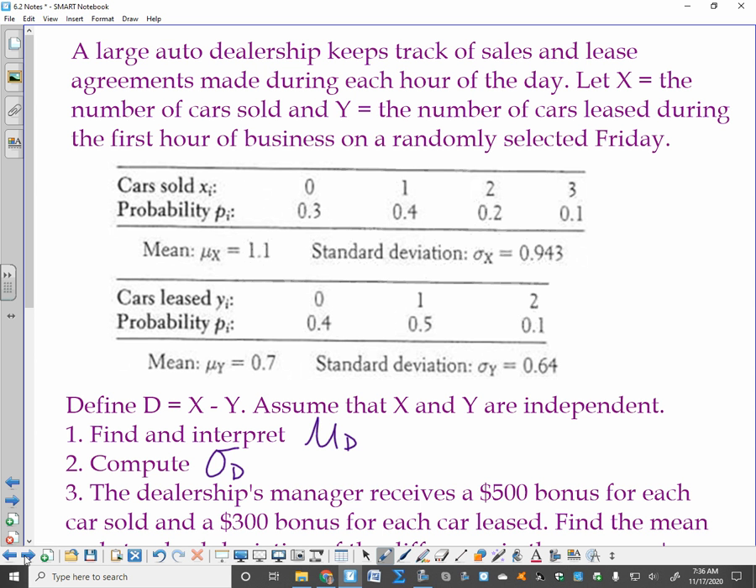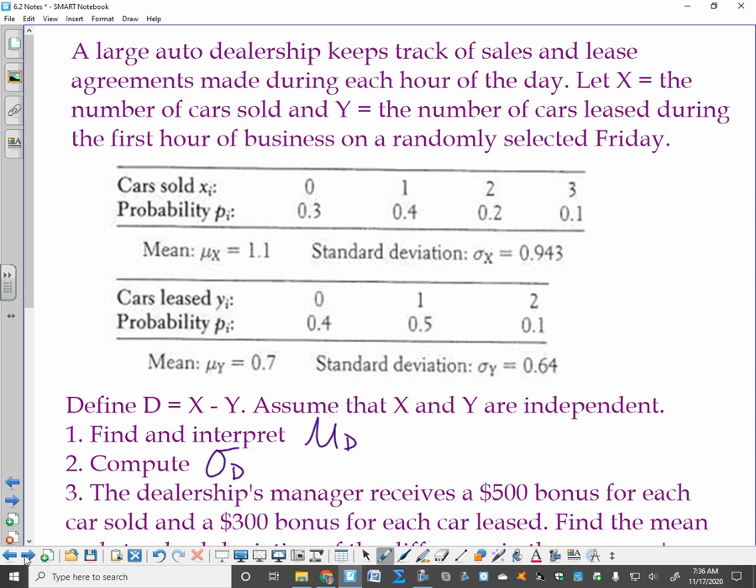A large auto dealership keeps track of sales and lease agreements made during each hour. X equals the number of cars sold, and Y is the number of cars leased during the first hour of business on a randomly selected Friday. So I have X's, which are cars sold, and the probability, there's mu sub X and standard deviation sigma sub X. Y is the cars leased. So I've got mu sub Y and standard deviation sigma sub Y.